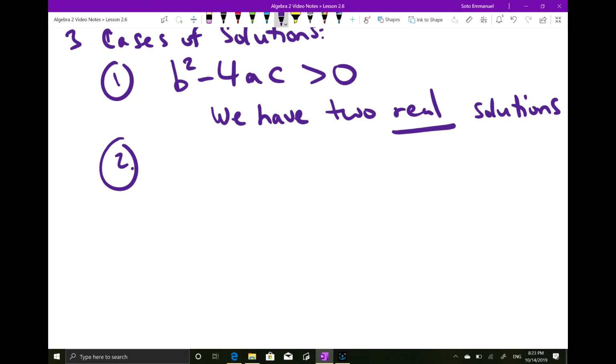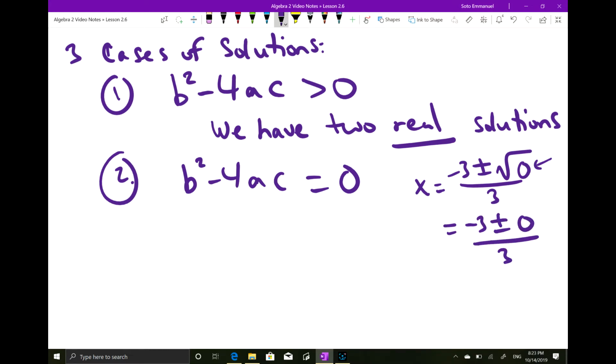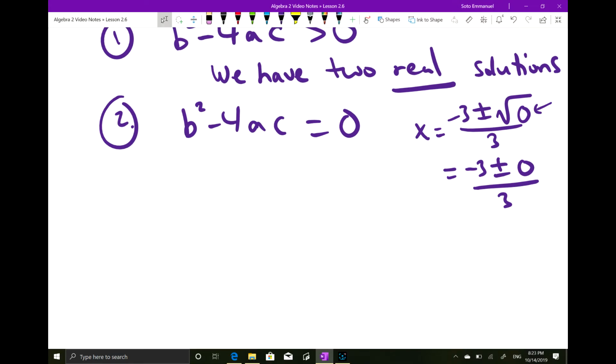Now, the second case is when it's equal to zero. Let's say we got x is equal to negative 3 plus or minus the square root of zero, over 3. If that's zero, it doesn't really change the number of solutions. It's not going to be two solutions anymore, because if that's zero, it doesn't matter if you're adding or subtracting it. You're still going to have negative 3 over 3, and you're only going to get negative 1. So if the discriminant is equal to zero, you only have one real solution.